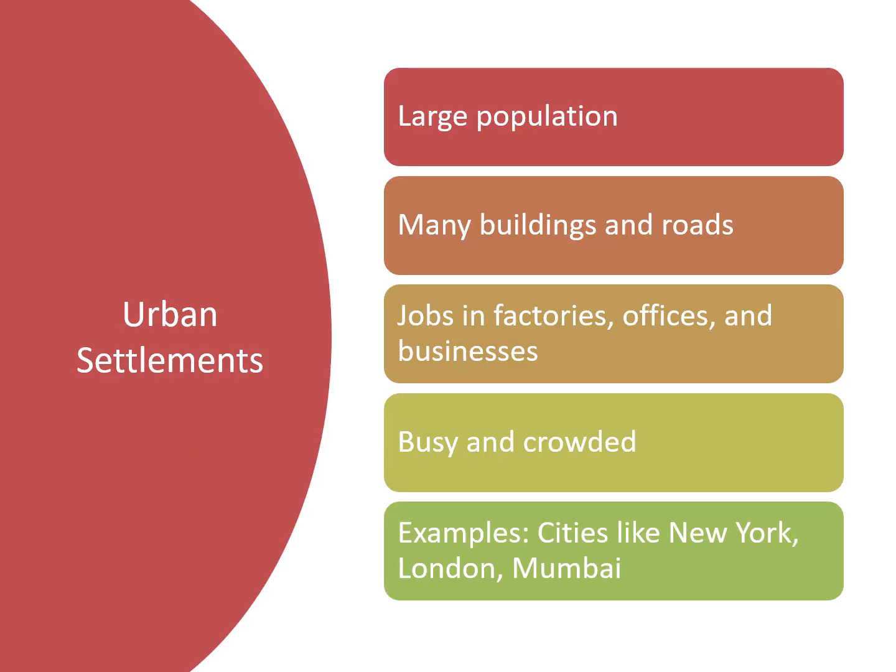An urban settlement is a densely populated area, meaning that you have a lot of persons living there. Examples include cities and towns. In urban areas, you tend to find a lot of tall buildings and roads. Jobs are available in factories, offices, and other services, and it's pretty crowded and busy.